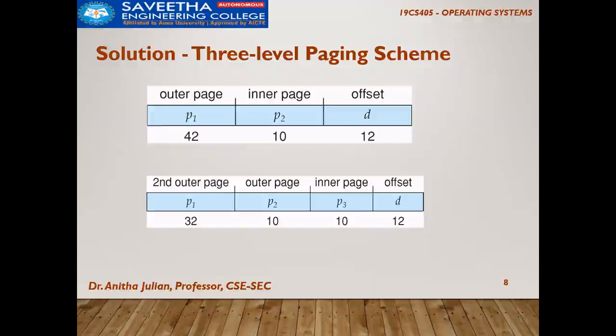So initially it was 42 and 10, which may not be very convenient if you go for a 2 level paging. So we go for a 3 level paging, 32, 10, 10 and then the offset 12. So it works out well. So all these are advantages which we can use with the available 64-bit architecture and our paging concept which allows levels of paging.